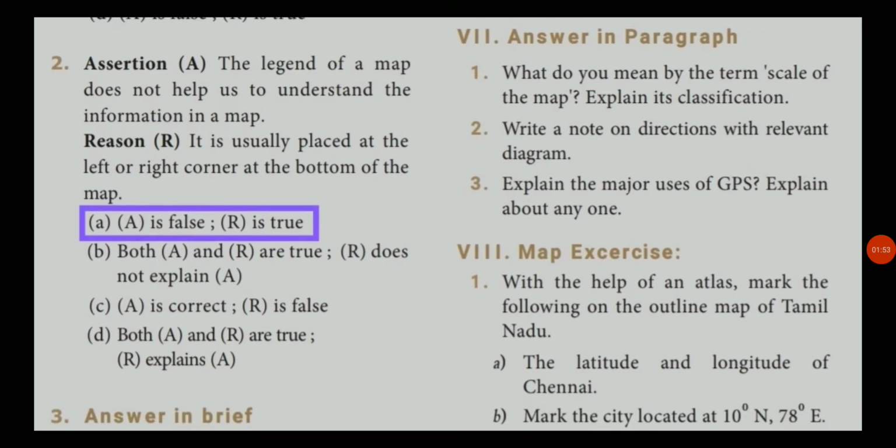Second question, assertion A: the legend of the map does not help us to understand the information in the map. This assertion is false. Legend helps us to understand the information given in the map. The reason given is, it is usually placed at the left or right corner at the bottom of the map. Legend is always at the left side or right side corner at the bottom of the map. So A is false, R is true. So A option is the correct one.